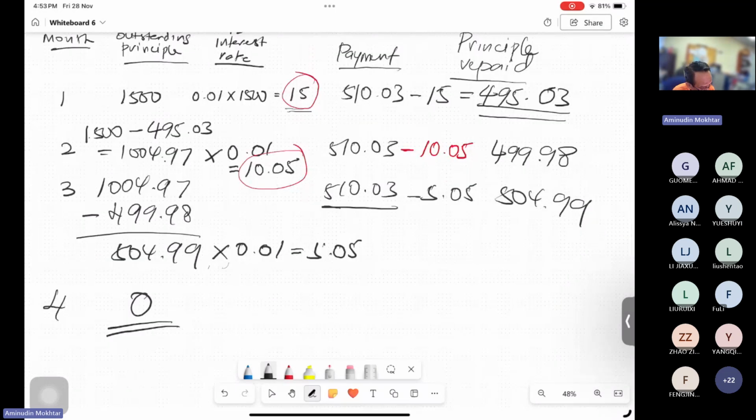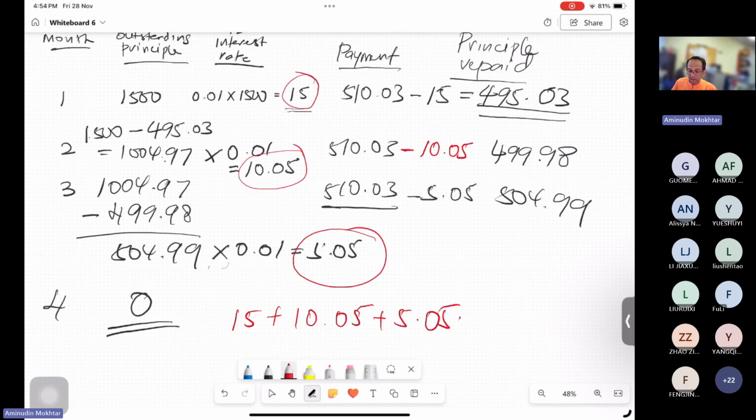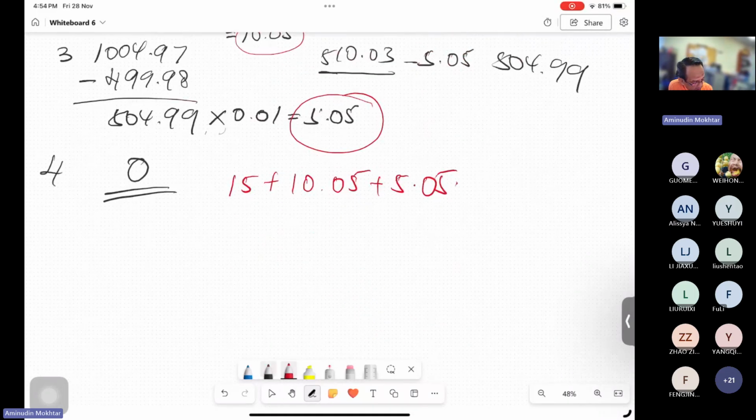And then the total interest you paid is the amount $50 plus 10.05 plus 5.05. That is the total interest. Or in other words, you can also calculate the total interest like this. Total interest, based on the formula, is also equal to N times R minus A.